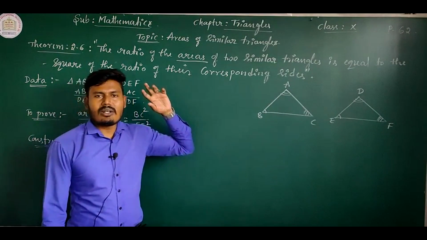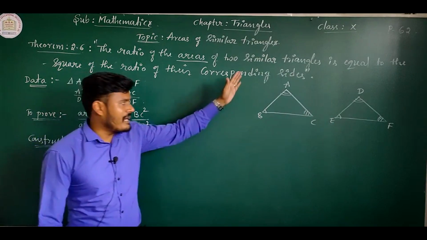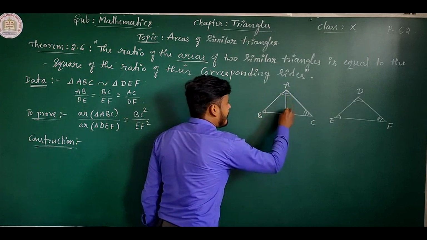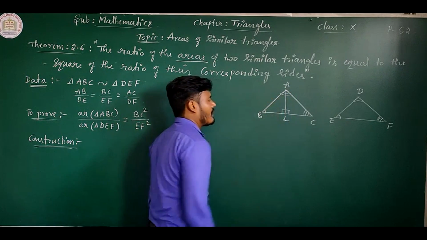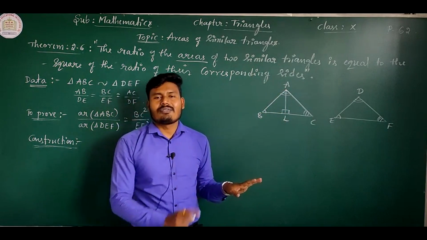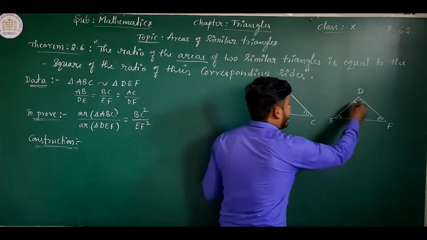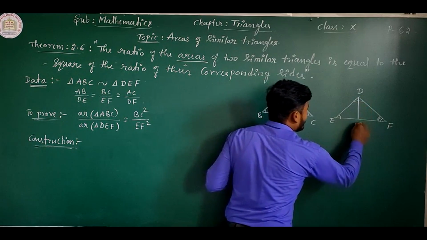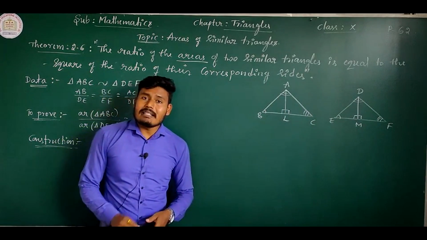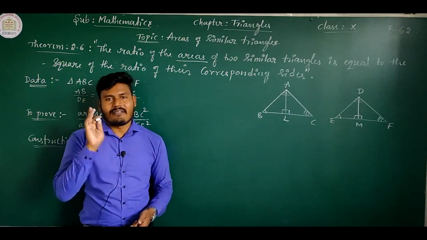That is EF. So now here the construction is, you just draw two perpendiculars on the base of these two triangles. So you just draw AL perpendicular on BC. So here AL is called the altitude or height of the triangle ABC. Altitude or height, both are the same. Then here DM is perpendicular on EF. That means DM is the altitude or height of the second triangle. The triangle is DEF, right?